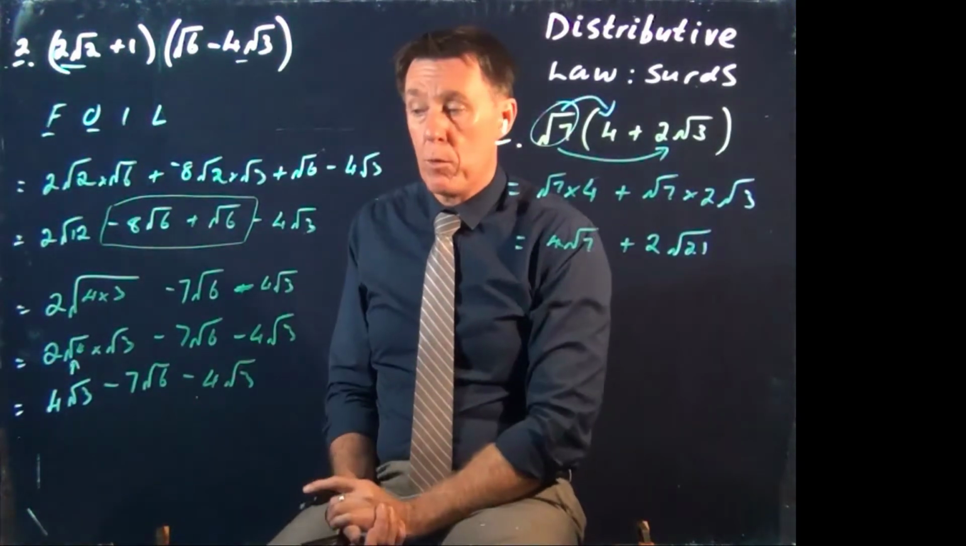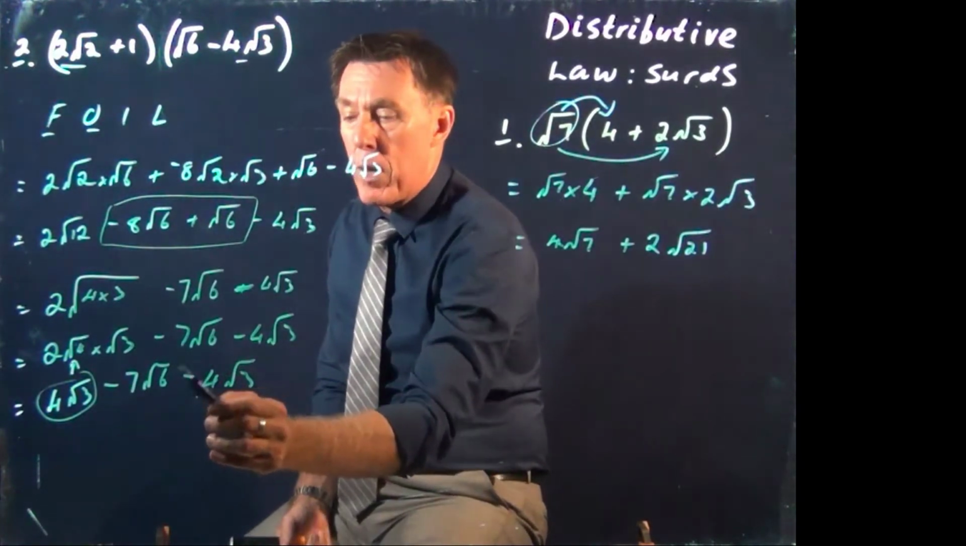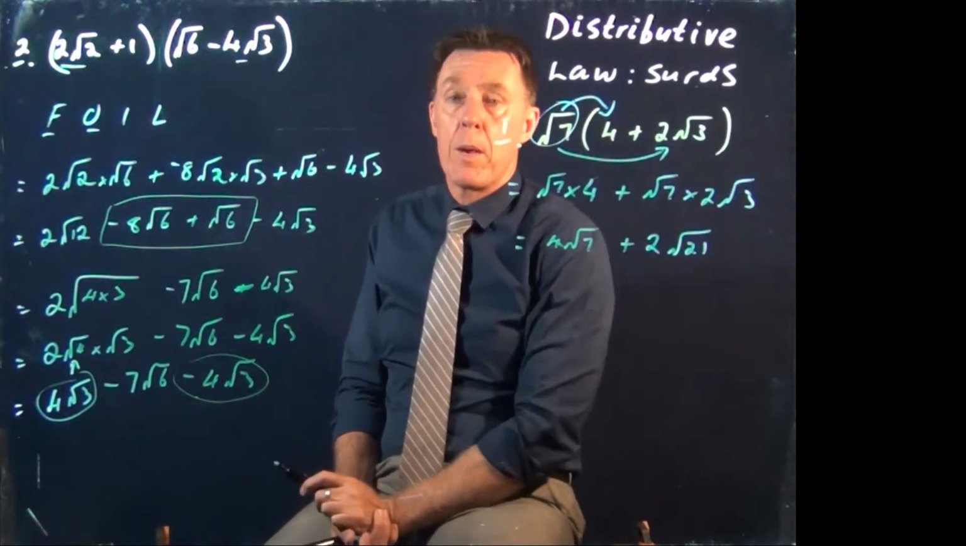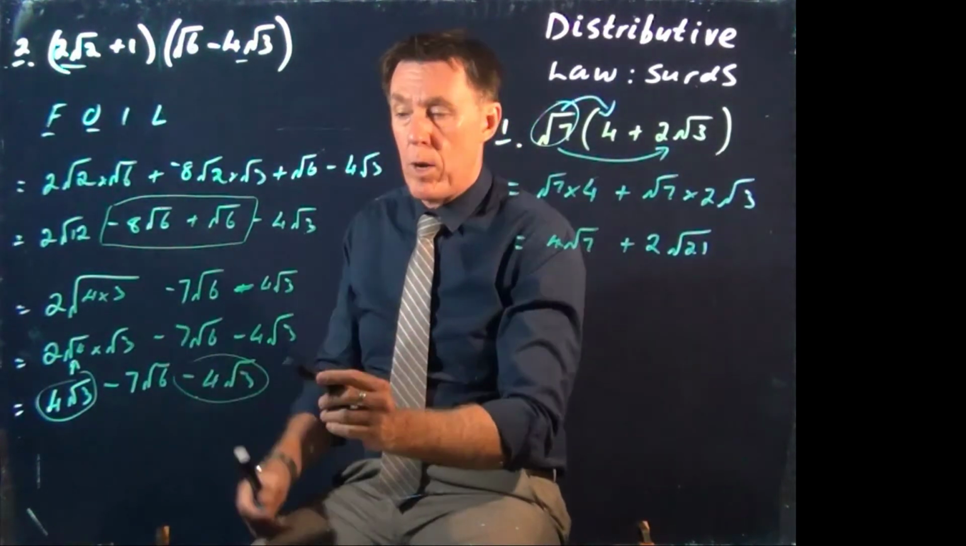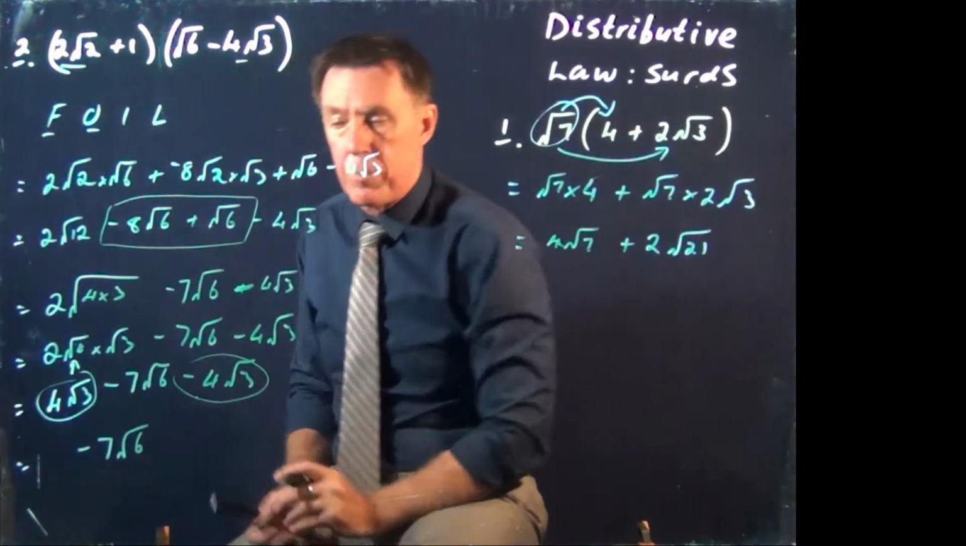I can simplify that a little further. I have the square root of 3 happening 4 times, and from it I'm taking away the square root of 3 happening 4 times. They subtract out, my final answer is negative 7 root 6.